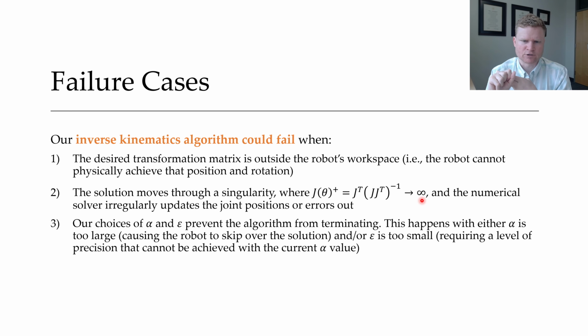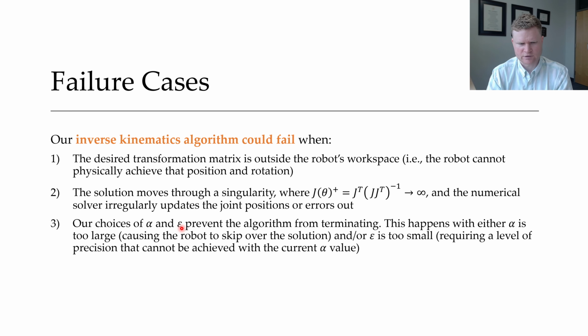And then a final way that this could fail is through your choices of alpha and epsilon. These are two different hyperparameters in the algorithm I just showed you. Alpha is your step size, so how quickly your robot is moving. In general, you want a smaller step size so that you don't skip over the solution by having too large of an alpha. And epsilon is how close you want your robot's final transformation matrix to be to the desired transformation matrix. If you make epsilon too small, you're requiring too much precision, and perhaps that precision can't be achieved with your current alpha value.